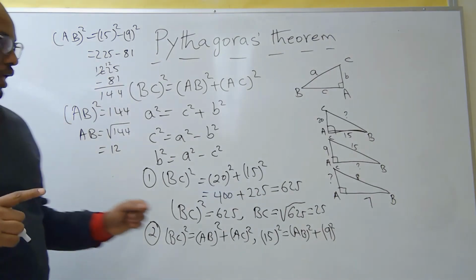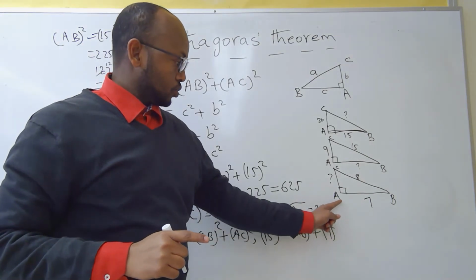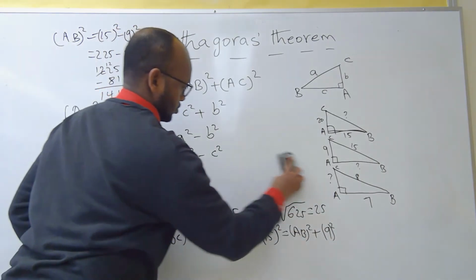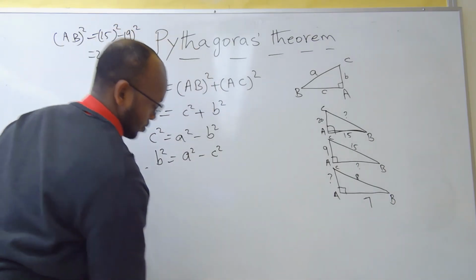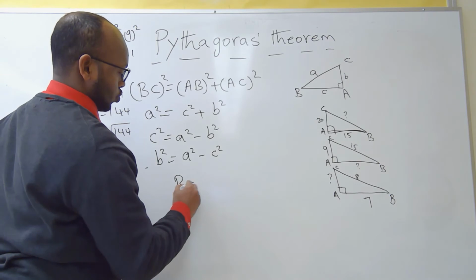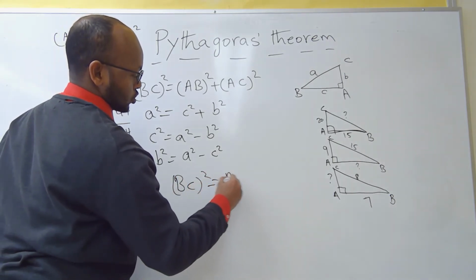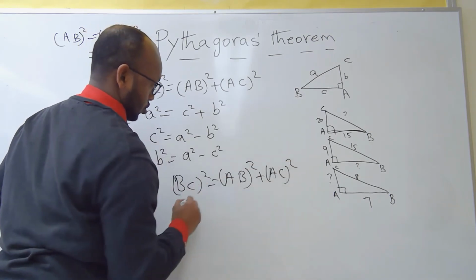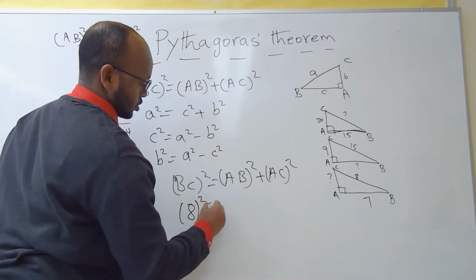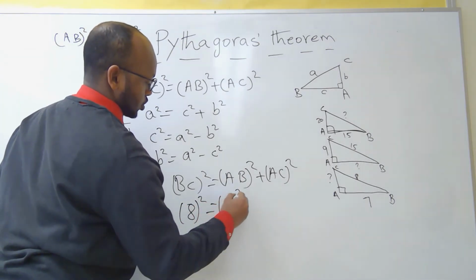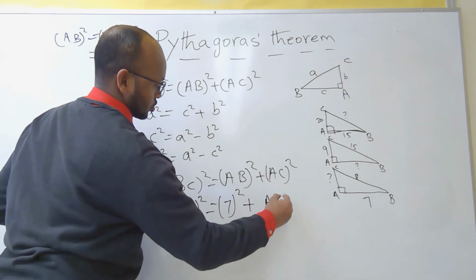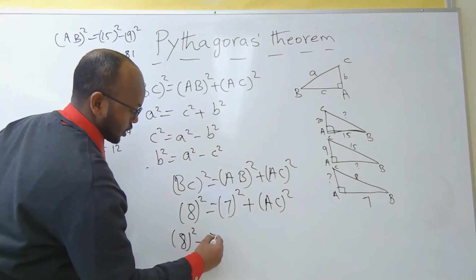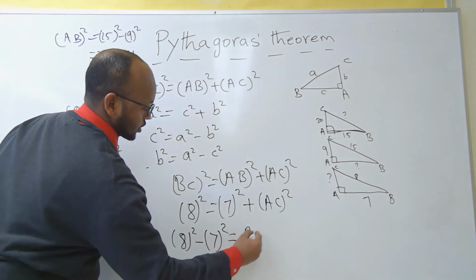Okay, so the last one is missing the other side. Okay, let's erase here. The last one, we have BC square is equal to AB square plus AC square. So BC is 8. 8 square is equal to AB, which is 7, 7 square plus AC square. So this goes to the other side, so it will be 8 square minus 7 square is equal to AC square.